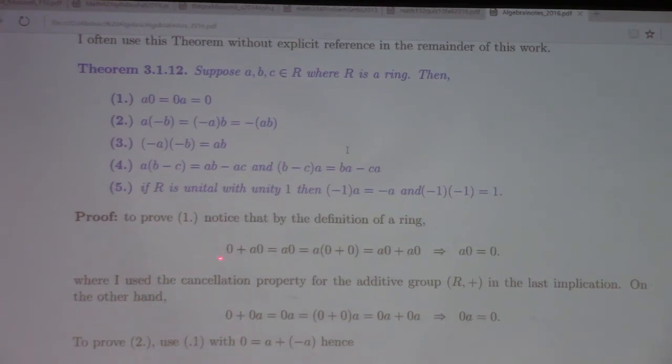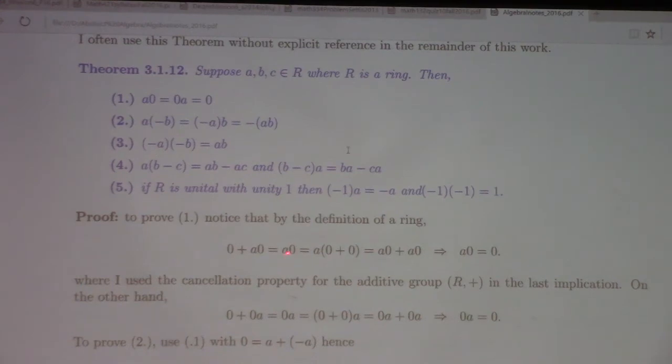And here's the proof. 0 plus a times 0, well, that's equal to a times 0 because 0 is the additive identity. But on the other hand, 0 is 0 plus 0 because it's the additive identity. So I'm just replacing 0 with 0 plus 0. But then by distributivity, that is a times 0 plus a times 0. And then you got this equal to that. By the cancellation property of groups, it follows then that a times 0 is equal to 0. It's the other way around technically, but you know. And then the right multiplication being 0 is very similar.